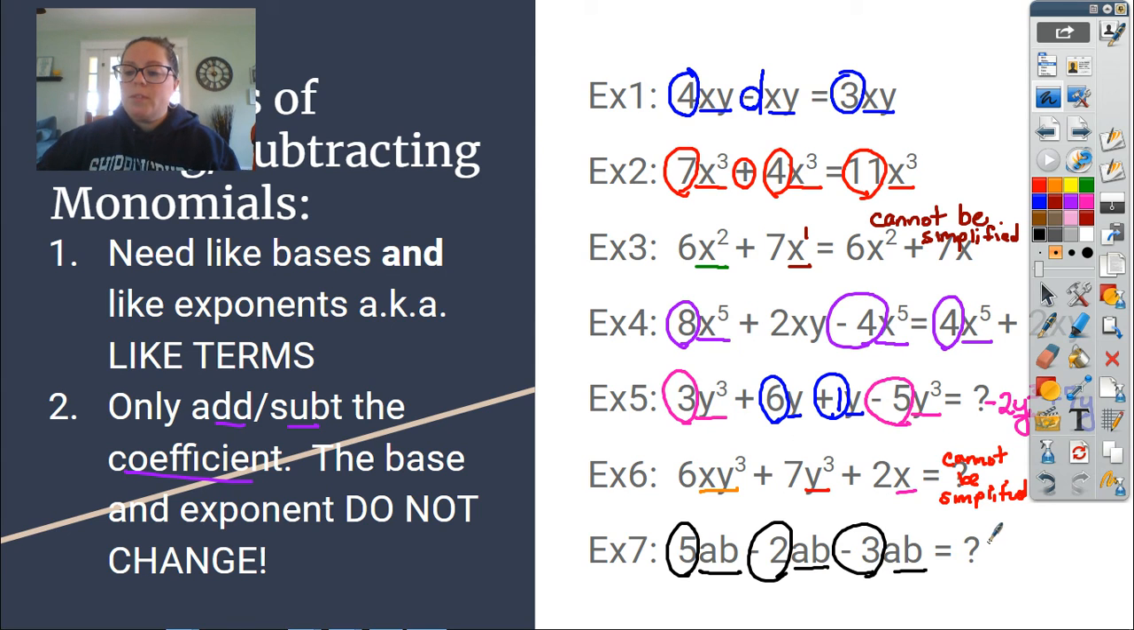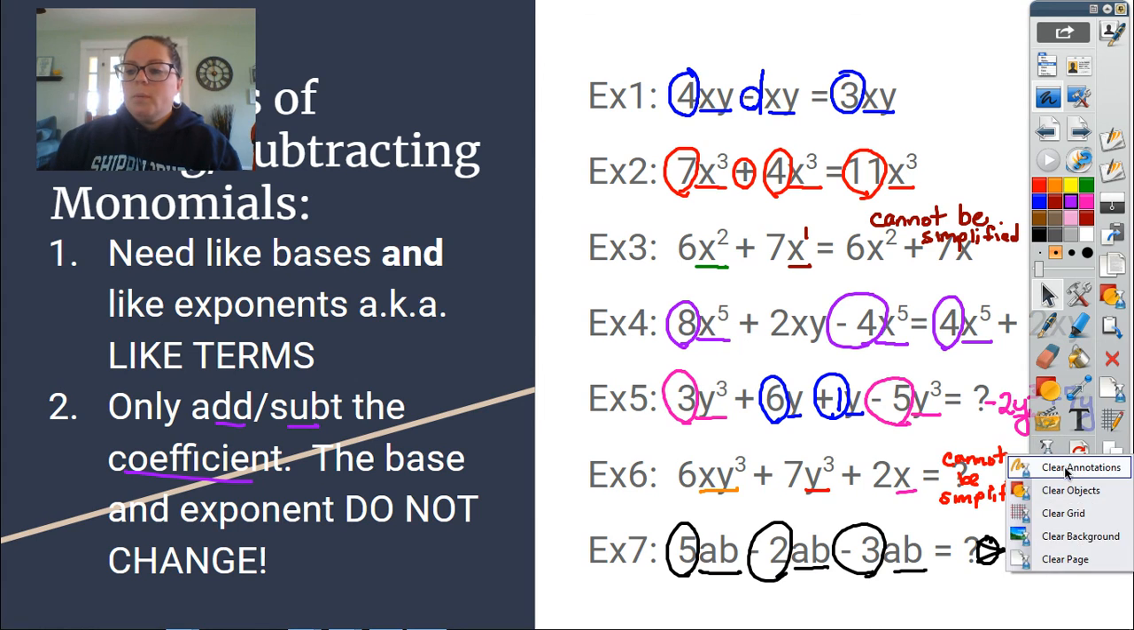So some people will say, well, that's 0 and then AB. But remember that this technically means 0 times AB, which actually just comes out to be 0. So the only way that you're left with nothing is if the coefficients make 0. Then that would mean that you don't have any variables left over. Okay? So that is all for adding and subtracting.